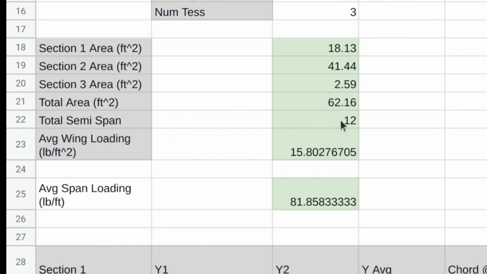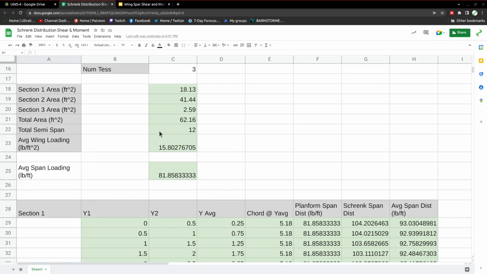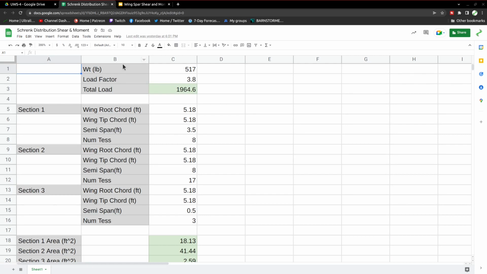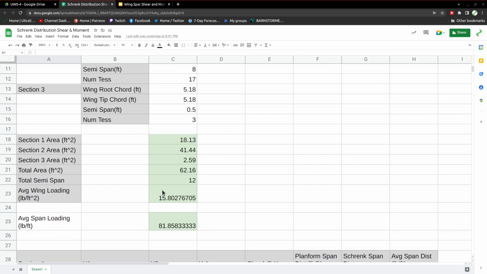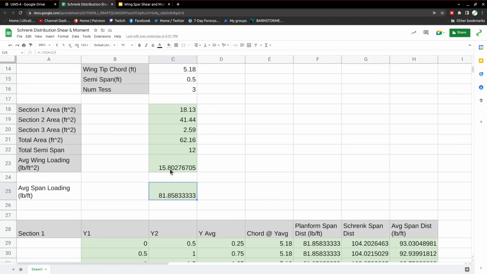Looked at the semi-span, that's 12. This is just sanity checking to make sure I didn't screw something up here. And I calculated what the average span loading is, because I've got my weight, my load factor, and what the total load is. So I take that total load, divide by the total area, and that gives us the wing loading. So that's wing loading. And then for the span loading, the average span loading, again, we take total load and we divide it by the span. So that gives us our roughly 82 pounds per foot.